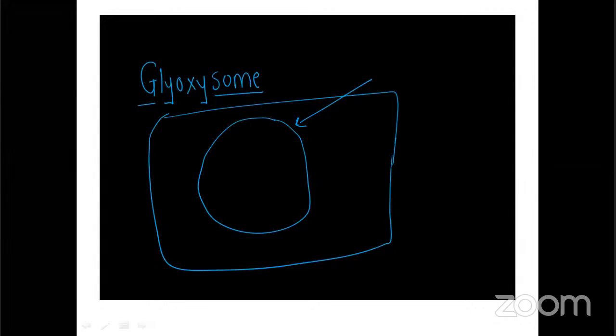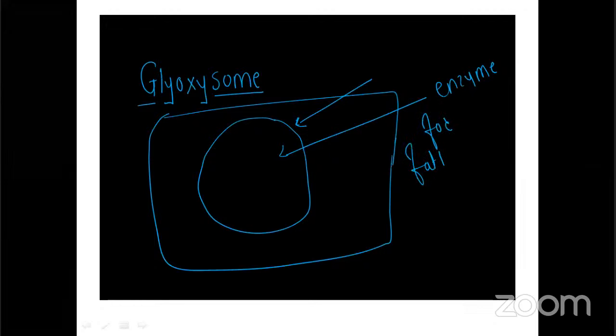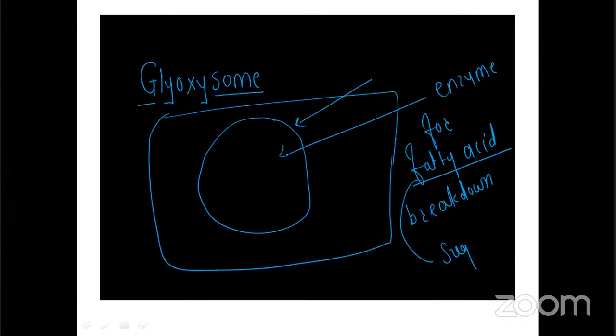Inside the membrane, enzymes for fatty acid degradation, enzymes for fatty acid breakdown, are present. These enzymes are responsible for the conversion of fatty acids into sugars. So glyoxysomes are single membrane-bound organelles that contain the enzymes which convert the fatty acids, meaning the fat or the lipids, into sugars.